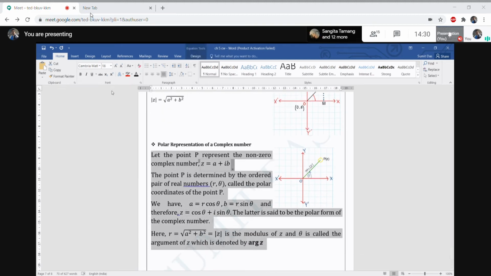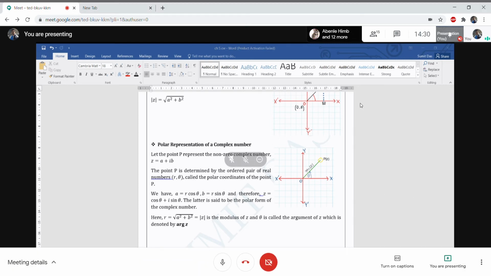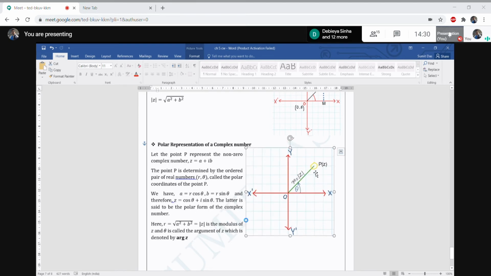Now we'll come to this point, that is polar representation of a complex number. What is polar representation? This is very new to you, so we have to learn this. Okay, still now, does anyone have any doubt regarding the conjugate and modulus? I don't think so. So let's maximize this image.